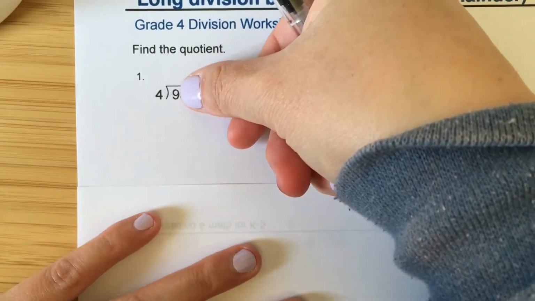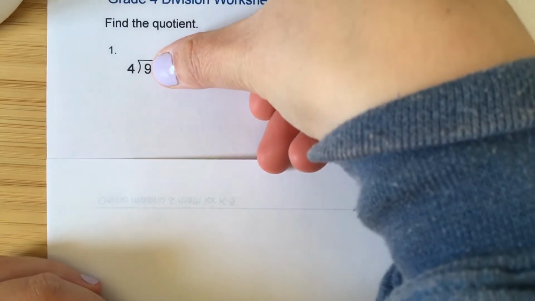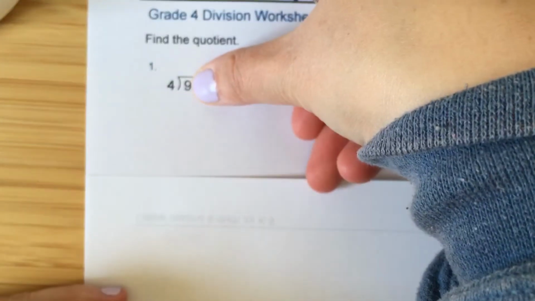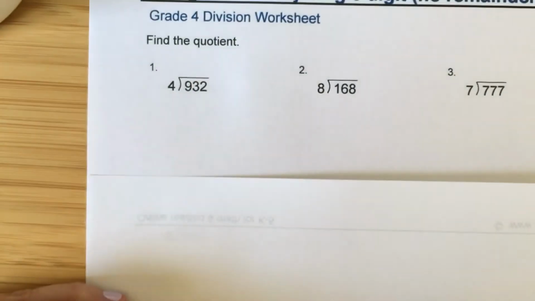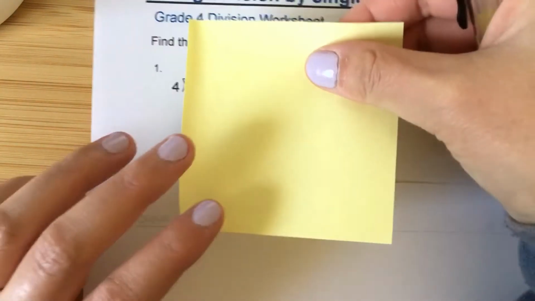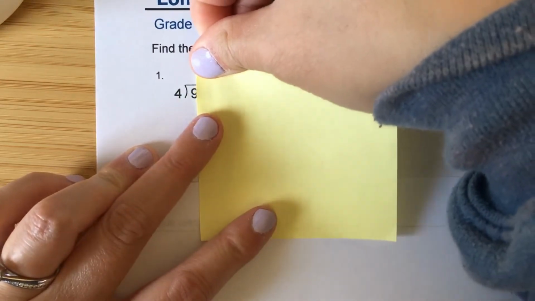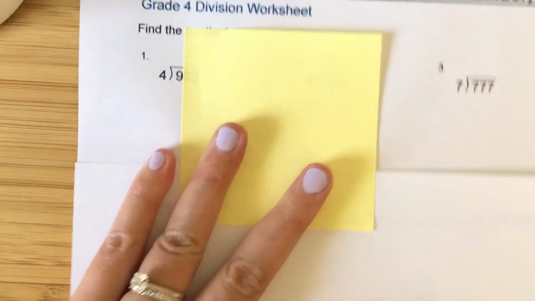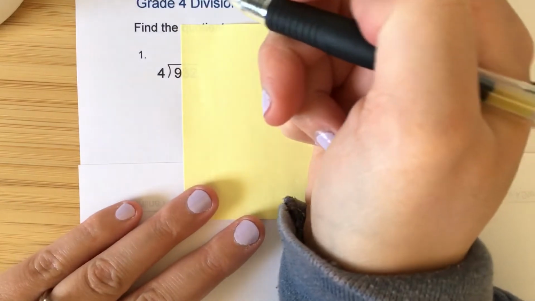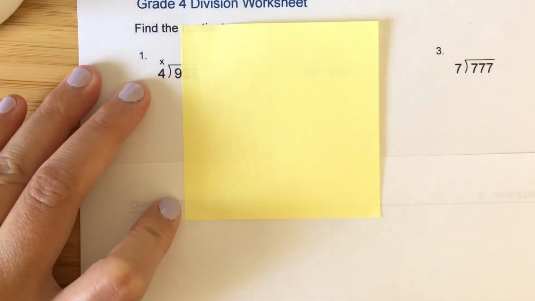If you want, you can get a Post-it to hide certain numbers that you're not working on. If you want to use a finger just to visually remind yourself, you can cover the other numbers. I'm going to use a Post-it since I'm going to have to be writing. And we're going to start with the number 9. So remember, for division, one little hint you can give yourself is you can put a little multiplication sign right here.